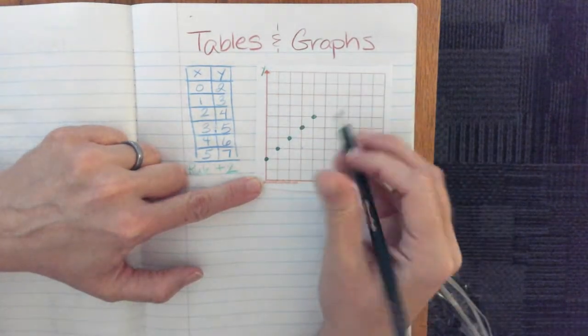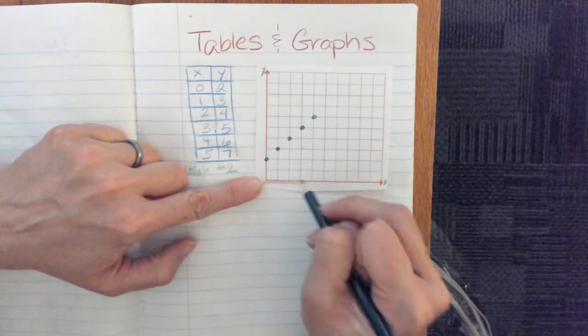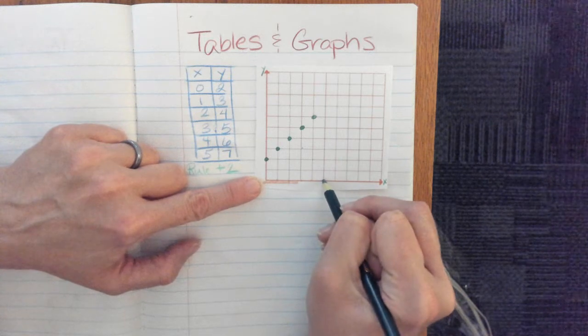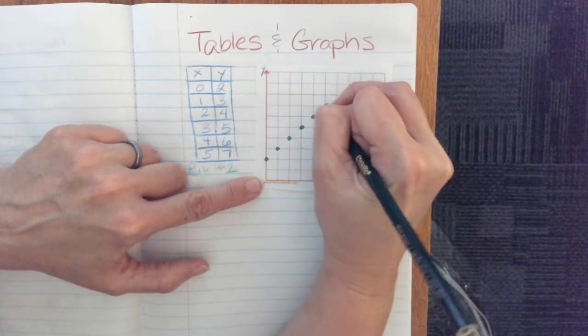And if you see, it's making a nice little pattern here, isn't it? So I think you can tell where the 5, 7 is going to go, but I'm still going to count it. 1, 2, 3, 4, 5, and then 7 up. 1, 2, 3, 4, 5, 6, 7.